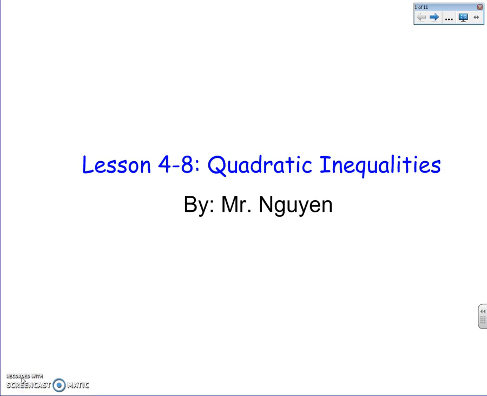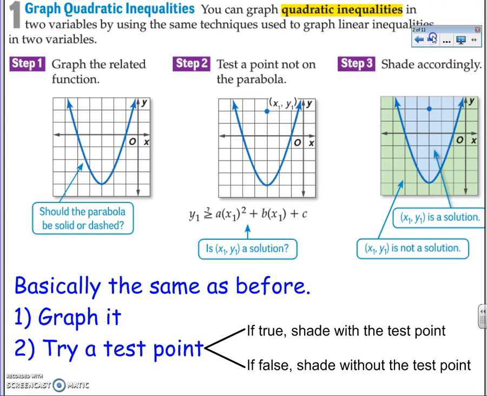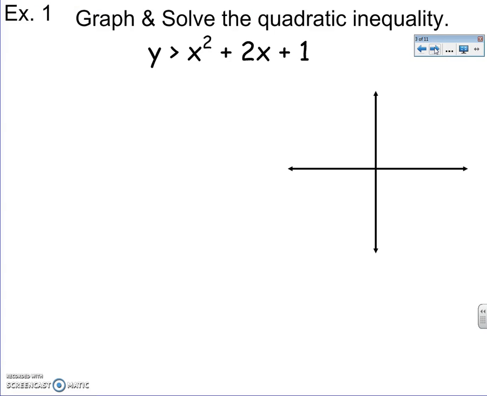Today's video will be about quadratic inequalities. So this is the same thing we've always done. Basically graph it, figure out if it's solid or dotted, and then try a test point. If it's true, shade with the test point. If it's false, shade without the test point. So graph and solve this quadratic inequality.